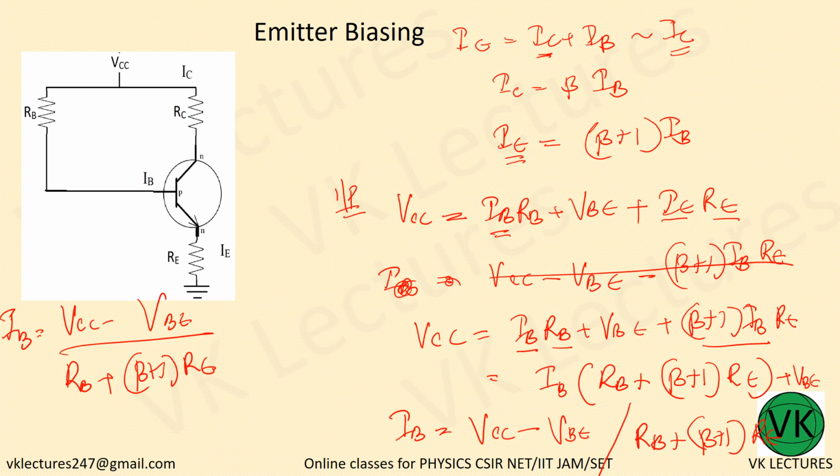Now again you can simplify this. This quantity beta is a very large quantity. So RB and RE, if it is very large, then you can even reduce it. So how can you put it? IB is equal to VCC minus VBE divided by, neglect this quantity, so beta plus 1 into RE you can write, if it is a very large quantity. If it is given, you can directly substitute. Otherwise, for very small quantity you can.